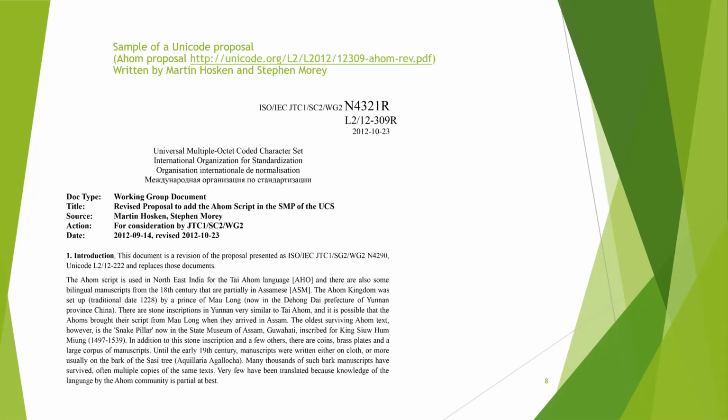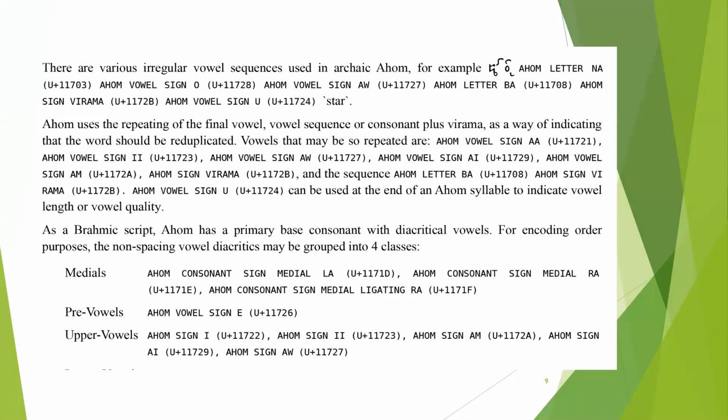I'm not going to talk through this slide in detail. You can read some of the background to the Ahom script. The proposal also includes technical details discussing irregular sequences of vowels. We have to be able to write all the different combinations that are found in the original manuscripts, and we have to explain that in order to write the word for star, we need the Ahom letter na, we need the O vowel sound, we need the ba symbol, we need the virama, we need the vowel sign U. We need all of these different symbols for at least some of the ways in which the word star is written. This is very technical, but you'll see that we have to understand thoroughly how the script works in order to be able to do this.